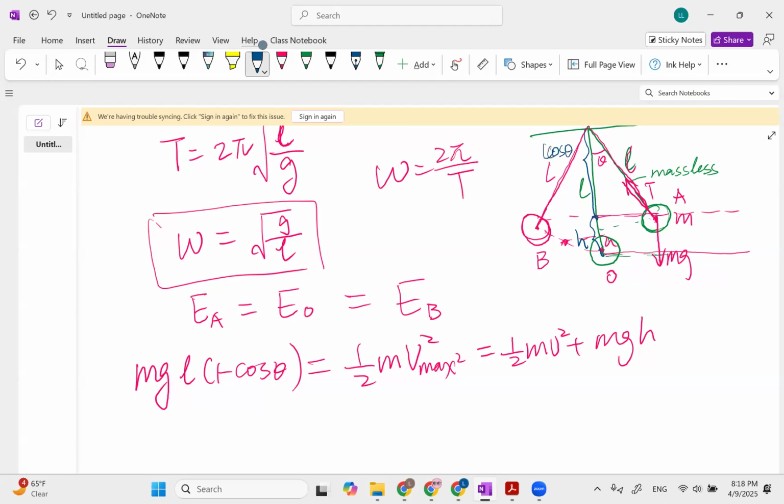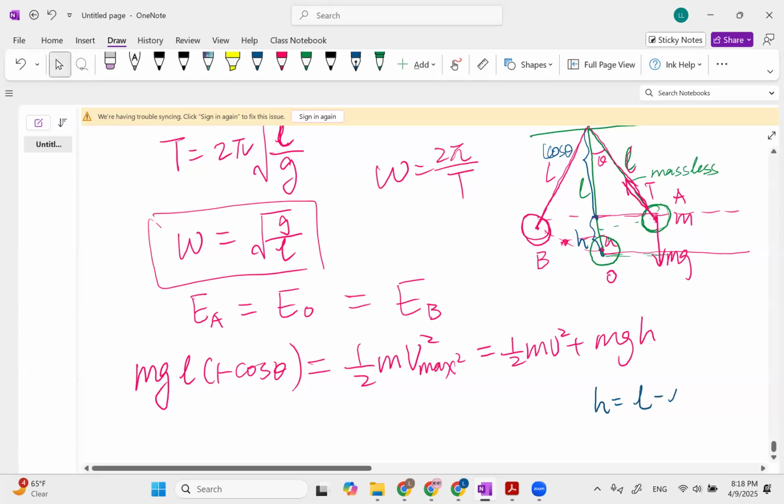You got it? Wait, is it 1 minus cosine theta? Yeah. Because H here has to be equal to L minus L cosine theta, right? Just take a common factor out.